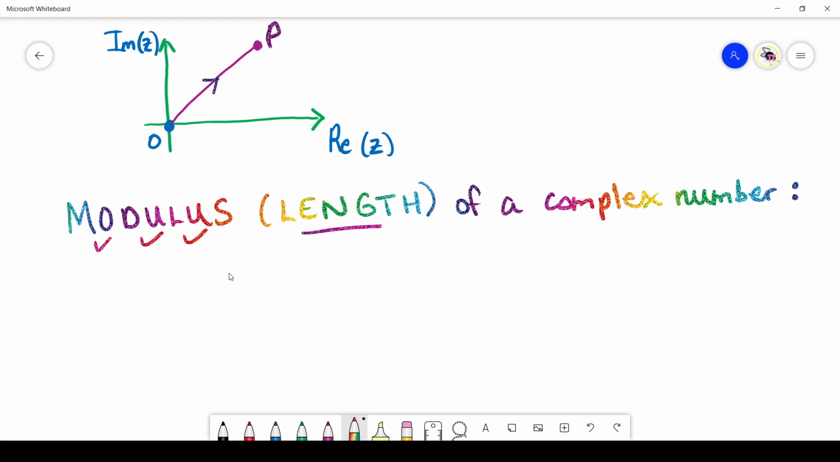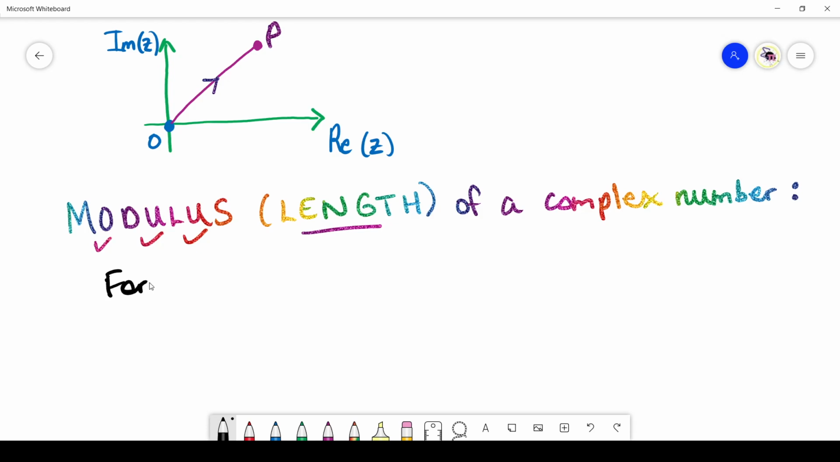Modulus means length. So when you hear the term modulus of something, they want you to find the length, and usually it's the length of a straight line. Now, there's a denotation, and there's also a formula I'm going to put on screen for finding the length of any straight line that you have plotted to represent a complex number, and it goes like this. It's r for any given complex number z equals x plus iy.